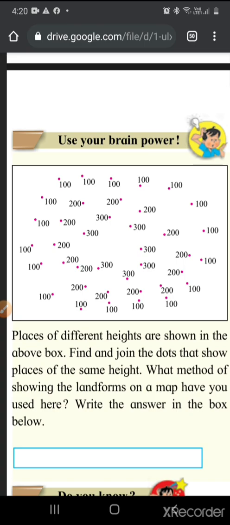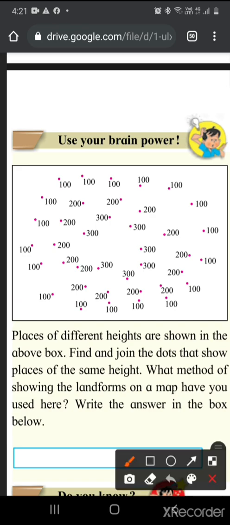And they have told us places of different heights are shown in the above box. Find and join the dots that show places of the same height. What method of showing the landforms on the map have you used here? Write the answer in the box given below.